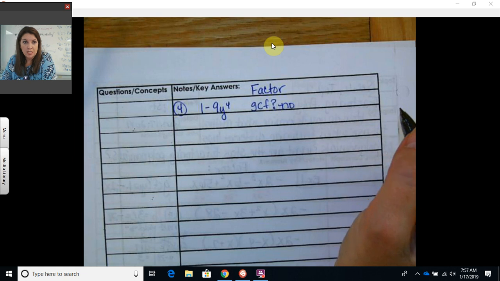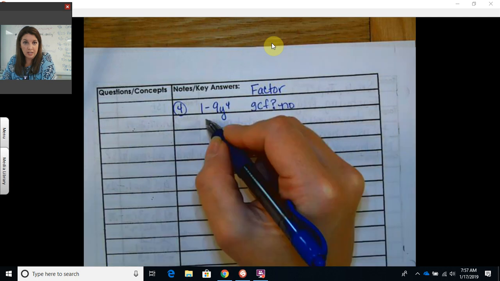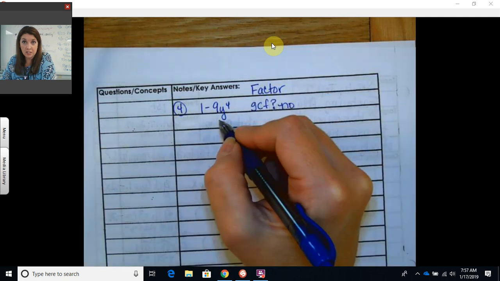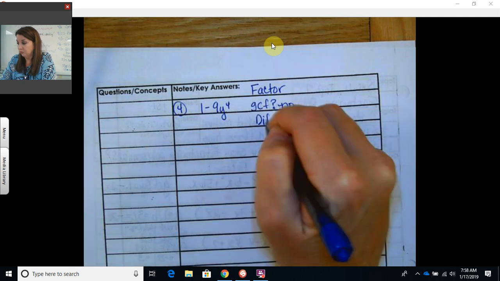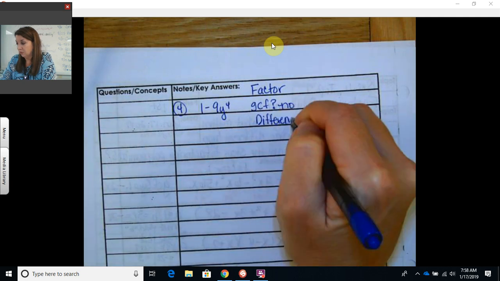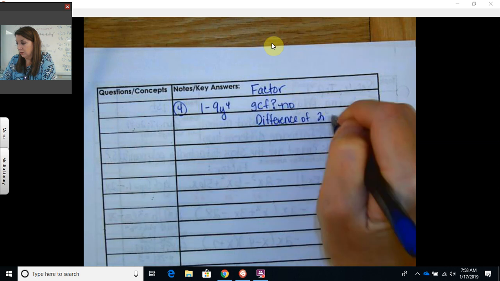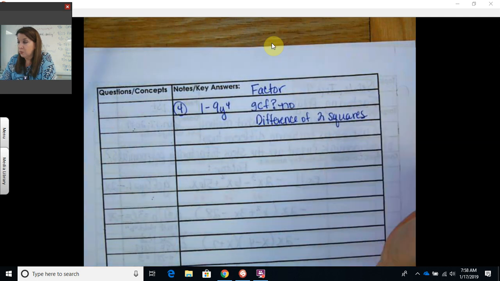Is it a special case that we know about? Difference of two squares, right? Isn't 1 a perfect square? Isn't 9y to the 4th a perfect square? And we're subtracting, right? So this is a difference of two squares. And it's okay that the order is not correct. If we switch the order, it would be negative 9y to the 4th plus 1. So you'd have to factor out the -1 to turn it back into a difference of squares. So I would just leave it like this and factor it like this.